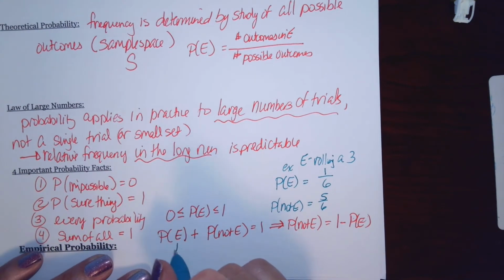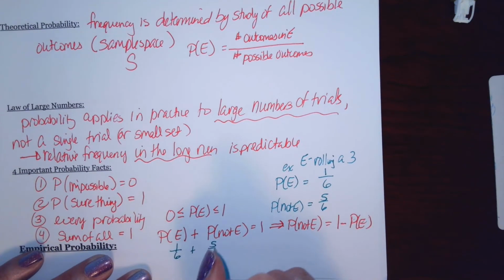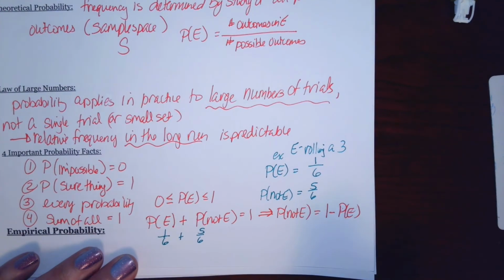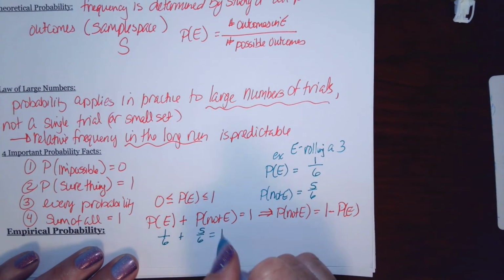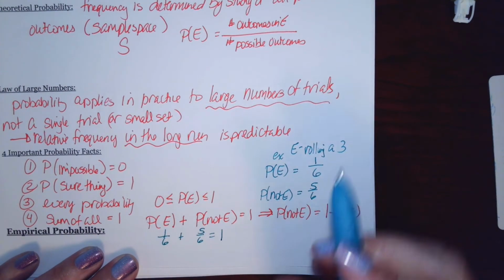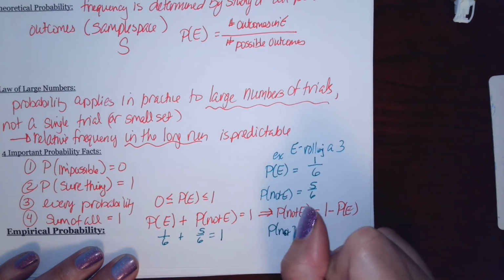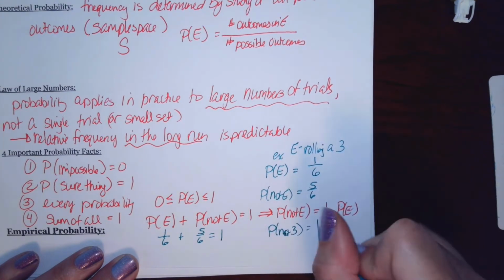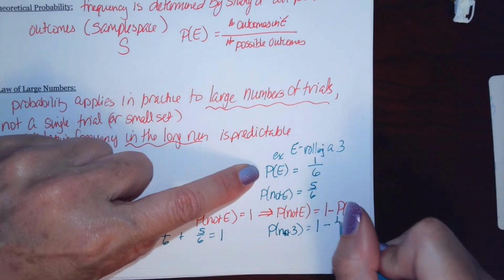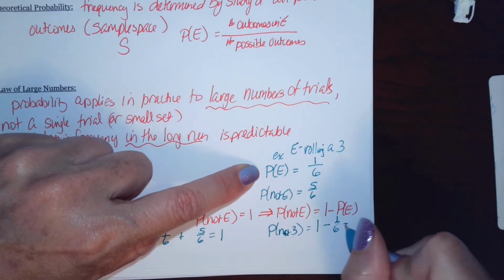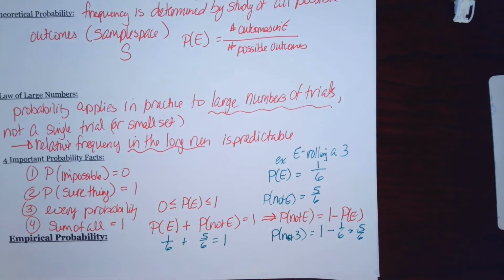So if I add the probability of my event to the probability of the complement, everything else, I get 1. And if I'm trying to figure out the probability of that complement, in this case it not being a 3, I would do 1 minus the probability of rolling a 3, which gives me that 5/6.